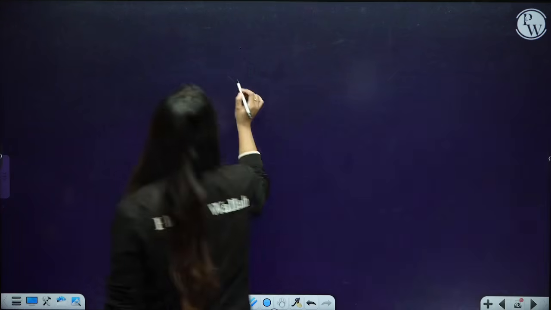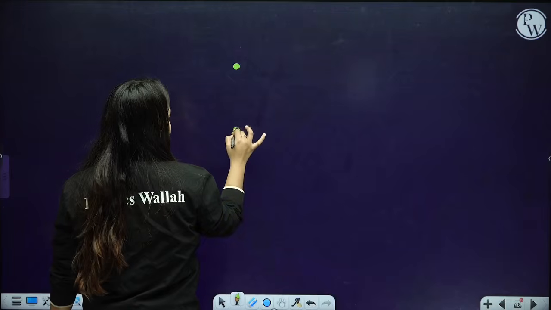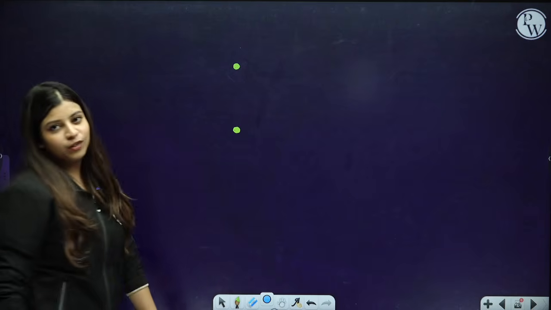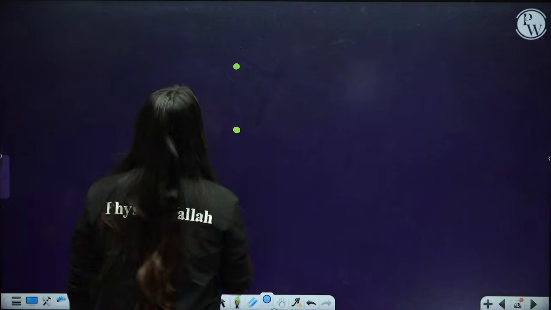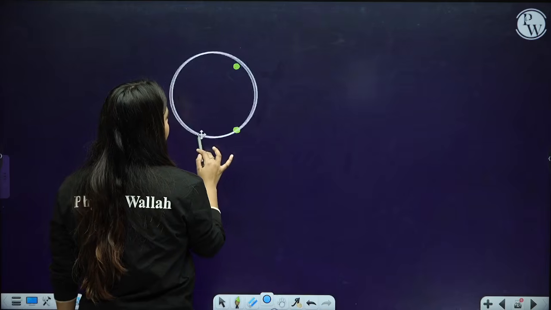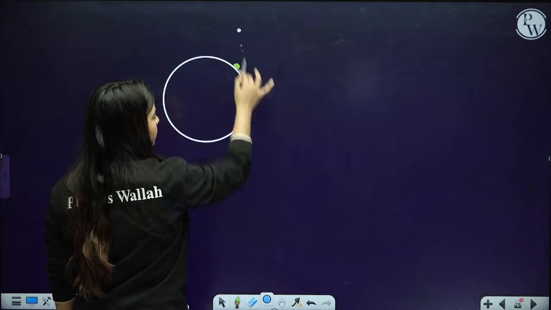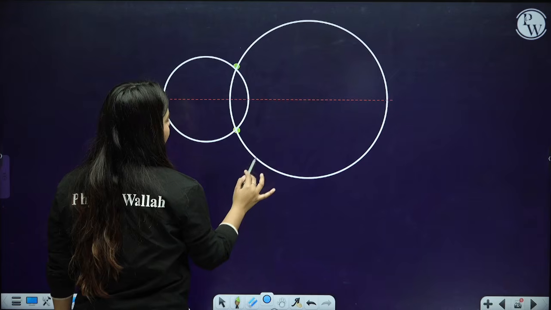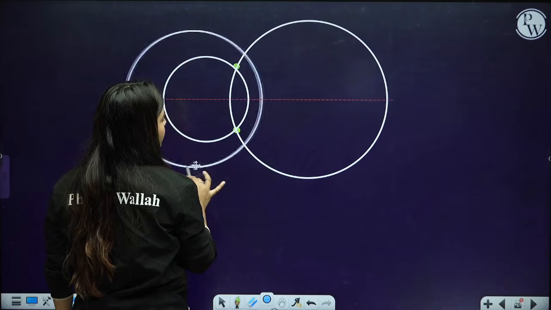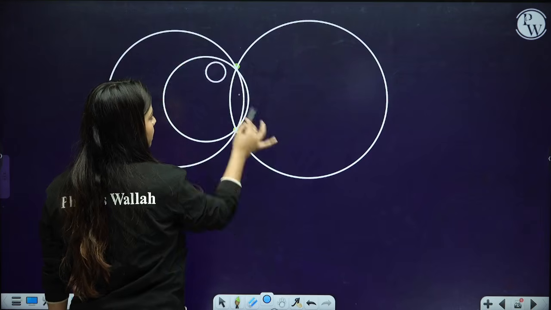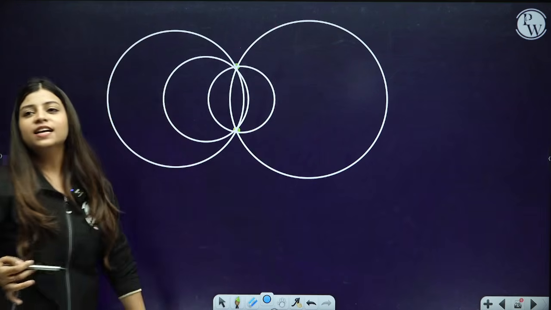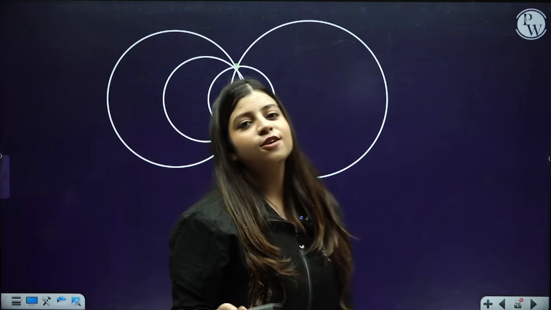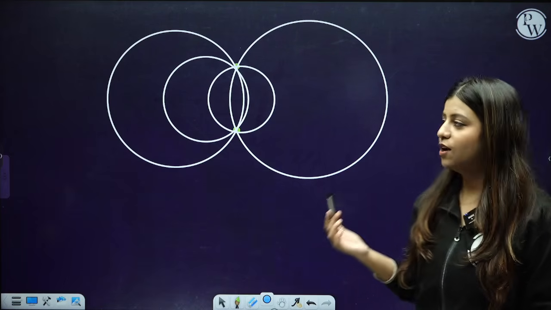Now the question comes, if you have two given points, how many circles can you pass through them? A lot of you will say one. Only one circle can pass, but no. Infinitely many circles can pass through it. How? See, this one is the first circle that passes through it. This one is the second circle, this one is the third circle, this one is the fourth circle. So like this, infinitely many circles can pass through two given points on the plane.